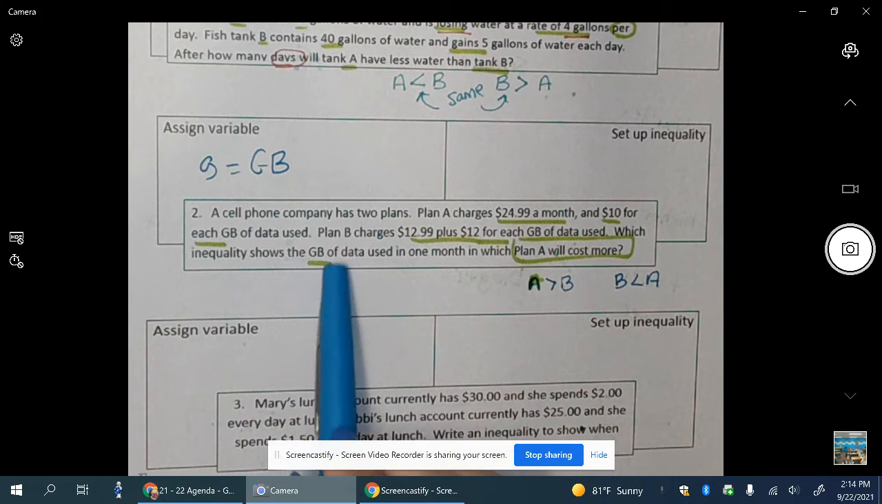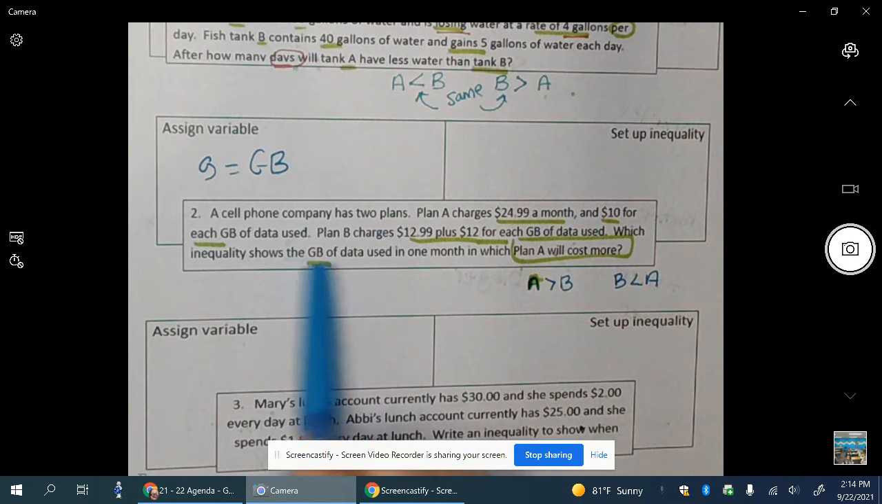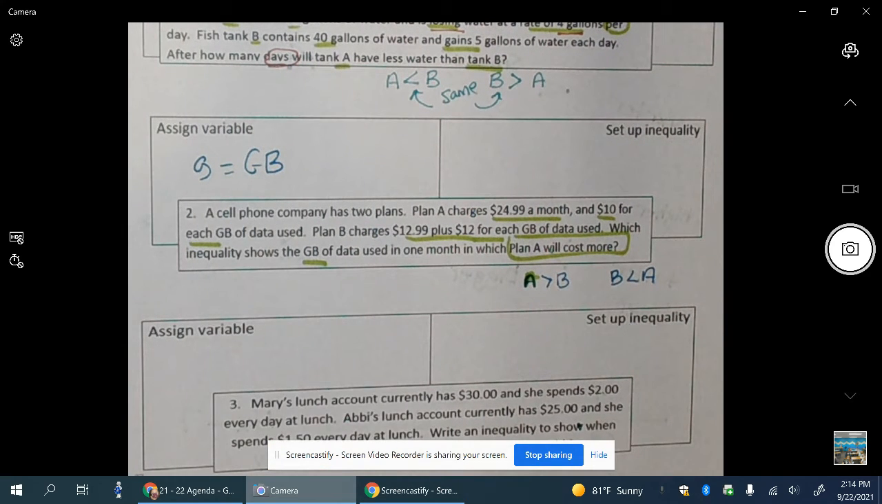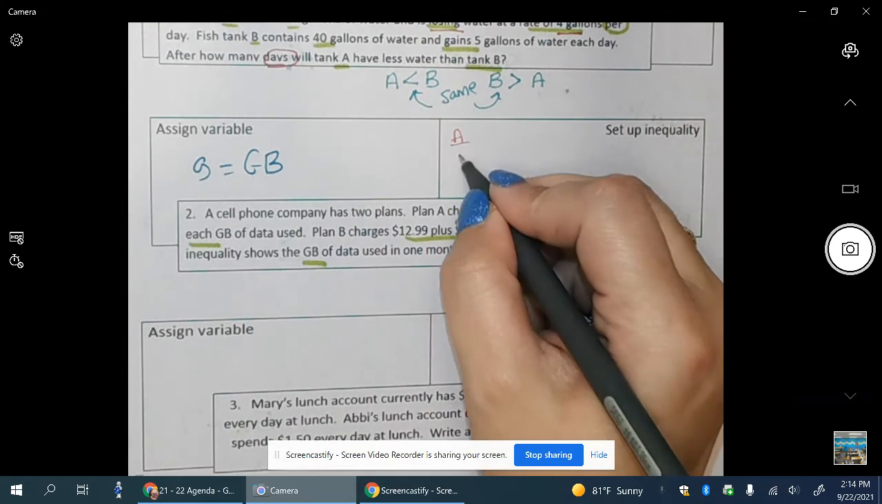Which shows the what? The gigabytes of data, yeah. Okay, so the question is not asking about months. That's how I know that's not my rate. All right, the first one. Do we have a rate? Yes. What is happening? What's the rate? So what do I write?